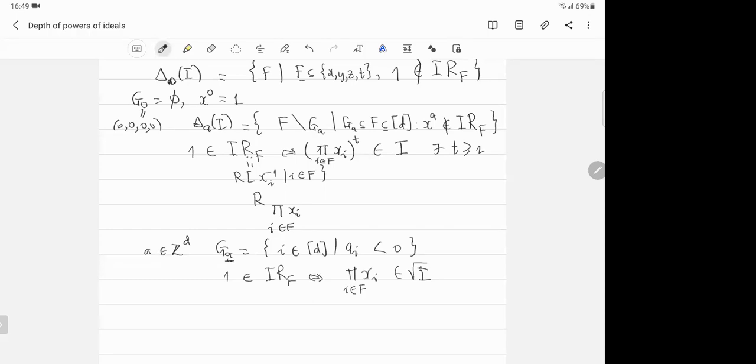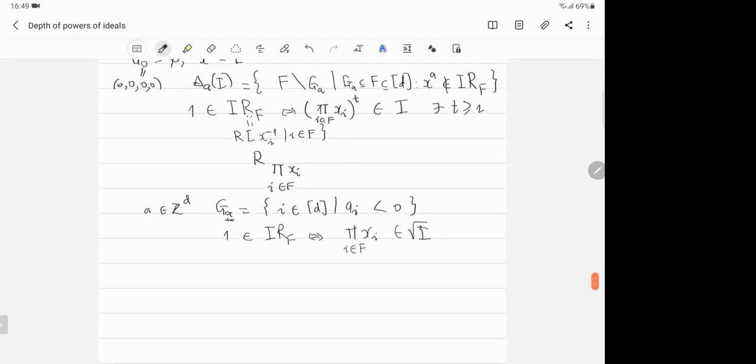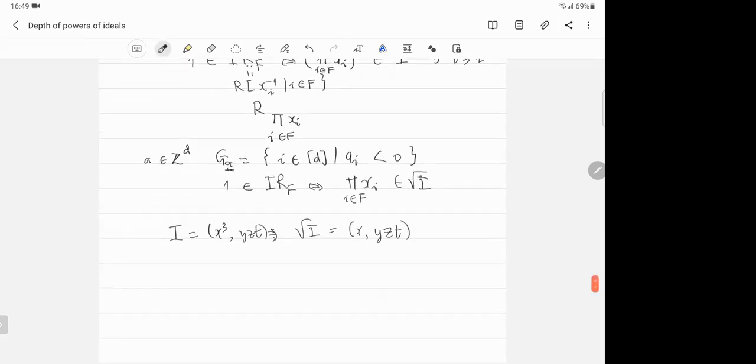So that's it. In our case, I is (x^3, yzt), and so the radical of I is just (x, yzt), this square trinomial idea. And so you see that products of variables in a subset belong to I.